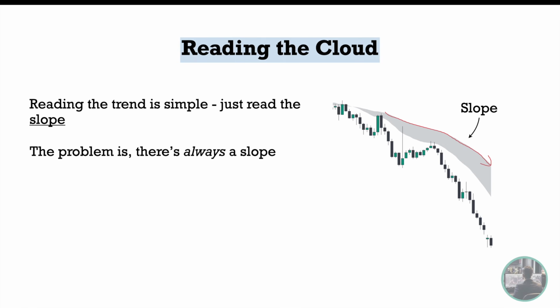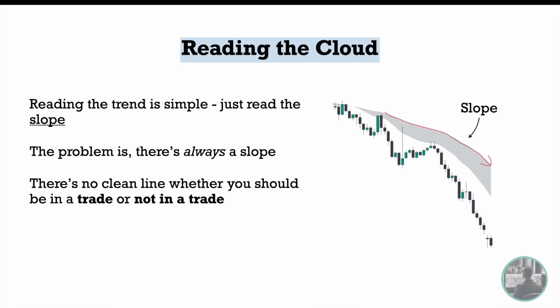The problem with stopping there is that there's always a slope. The cloud is always pointing somewhere. So there's no clean line that separates being in a trade from not being in a trade. It's easy to justify being in almost any trade. And we don't want that, because that's where a lot of trading rules break down and you start making moves outside the plan. So a cloud that's clearly sloping up will tell you there's a potential trade there.